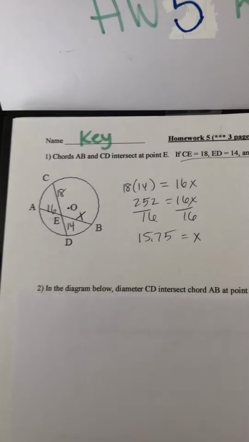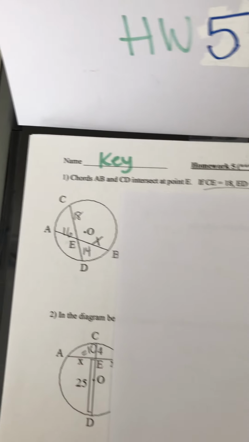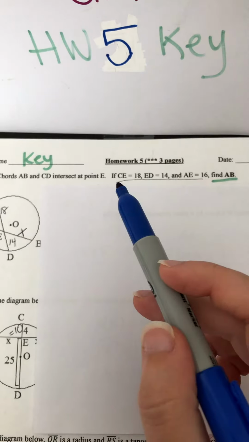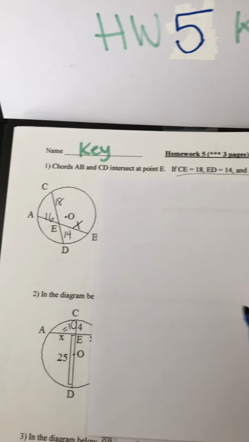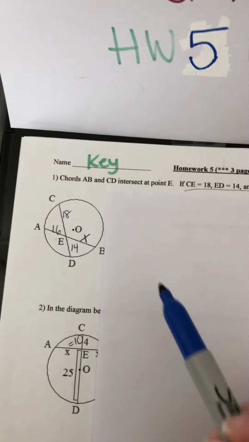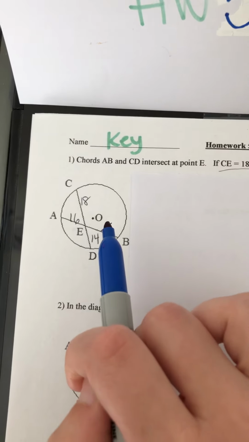When we take a look at number 1, you're going to see that there are two chords that intersect. I'm just going to block off the work for a moment. I'm also underlining key numbers and finding AB, labeling the diagram with these numbers. And because we don't know EB, that's the piece of the chord, we put an X there.